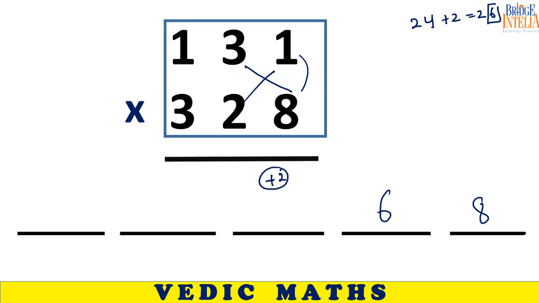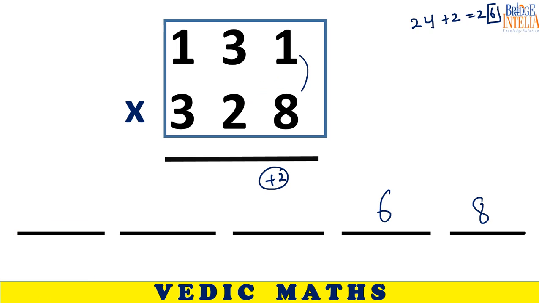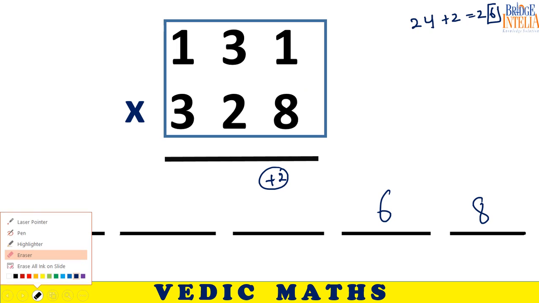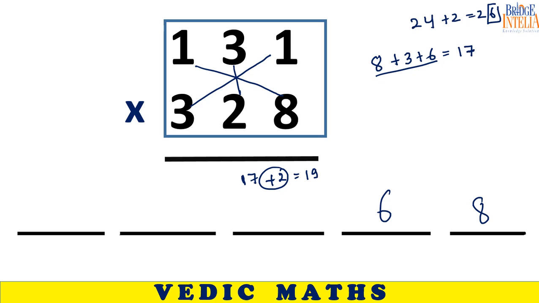Now move the box forward. So if you move the box in this position, and then we have to find the cross connection product. So now let's find the cross connection product in this position. So if you connect 1 with 8, so 1 into 8 is 8, then connect 3 with 1. So 3 into 1 is 3, then connect 3 and 2. So 3 into 2 is 6. So 8 plus 3, 11 plus 6 is equal to 17, and this 2 is already carried forwarded. So 17 plus 2 is equal to 19. So write 9 here, because you can write only one digit, and carry forward 1. So 1 is carry forwarded here.